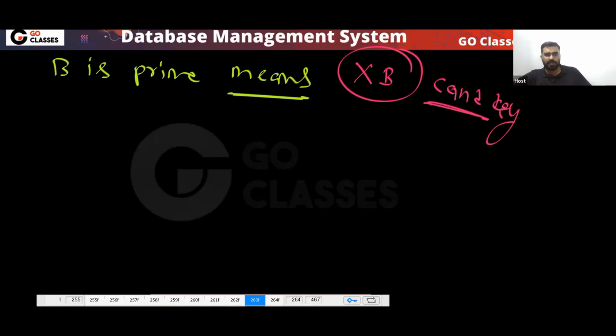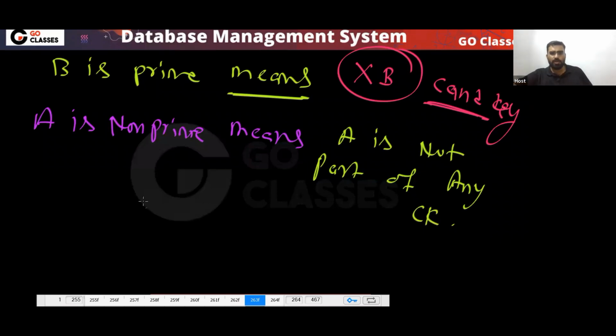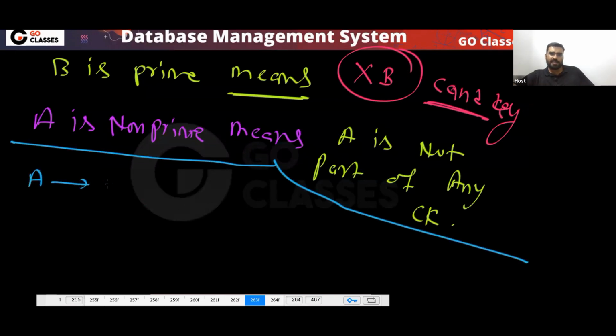Now you tell me. A is non-prime. What does it mean? It is not part of any candidate key. Now you tell me what will happen. Now there is a problem. See, A is determining B.